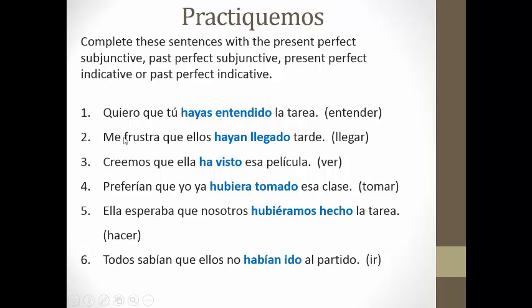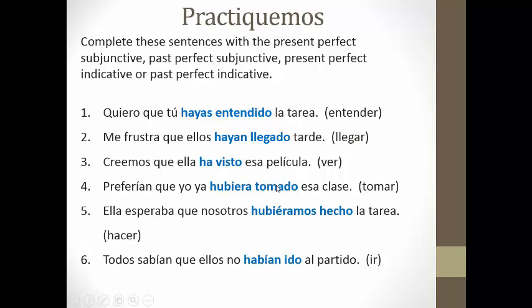Okay, let's review. Number 2, it frustrates me that they have arrived late. There's a change in subject, and frustrating, that's emotion, that's a weird verb. So I do need present perfect subjunctive here. Hayan llegado. Look at number 3. We believe that she has seen that movie. We believe, that's a statement of certainty. No need for subjunctive here. So just regular present perfect. Ha visto.